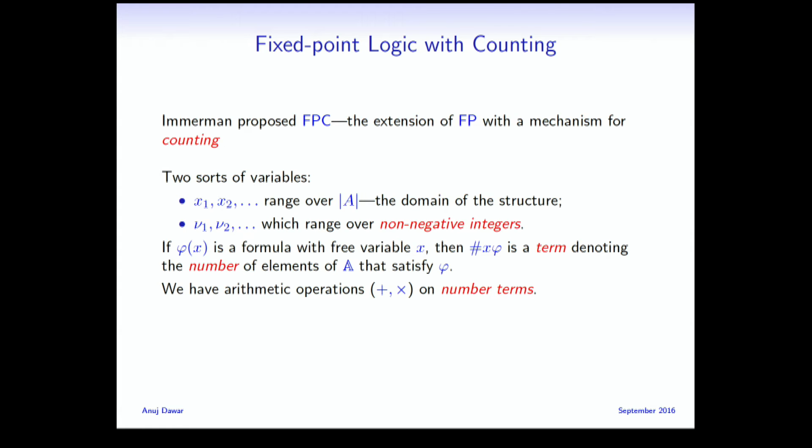On number terms, we have arithmetic operations. Now, on the face of it, this is getting far too rich, because we have just thrown all of first order arithmetic, it seems, into our logic. So we'll limit quantification over number variables. You don't have unrestricted quantification over numbers, because that would take us well beyond polynomial time into the realm of the undecidable. So any quantification over numbers has to be bounded by a term.